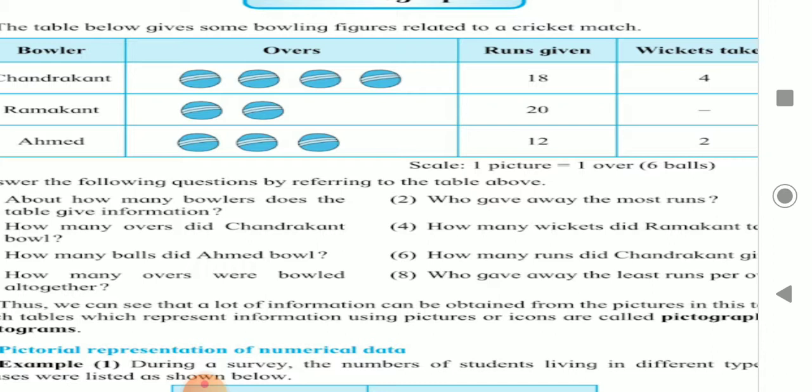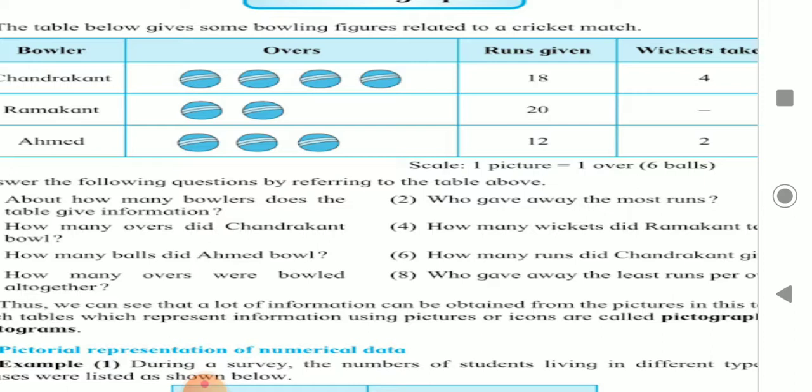So 1 over is 6 balls. So how many balls are bowled by the bowler? One ball stands for 6 balls. Got that? So here 4 balls are shown. So 6 fours are 24. So 24 balls are bowled by Chandrakant.